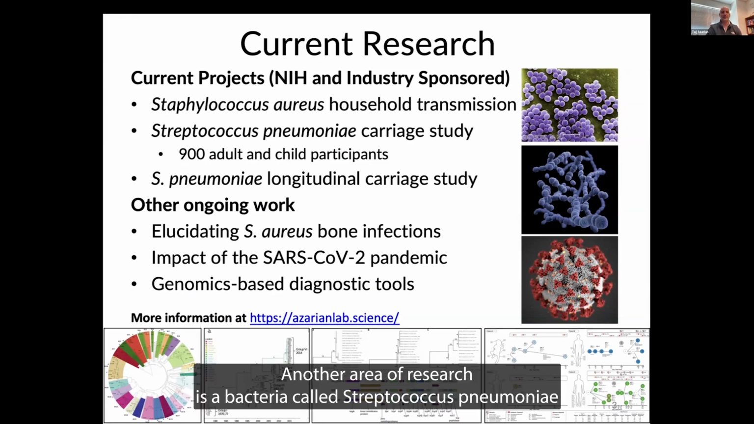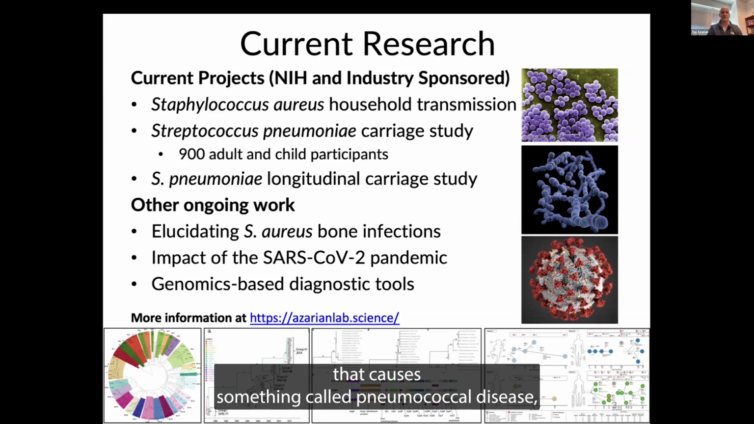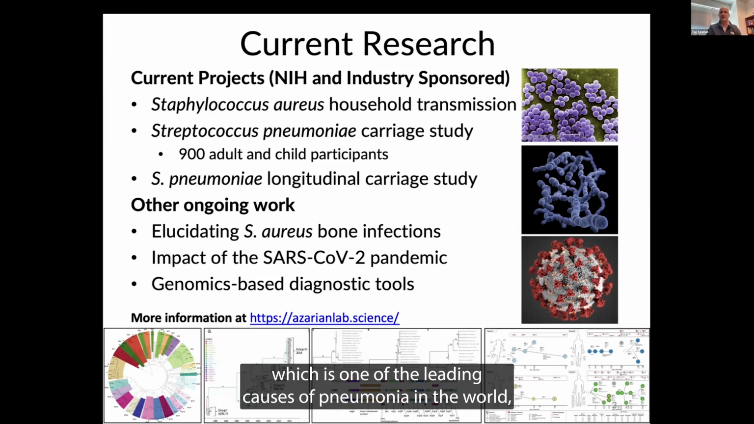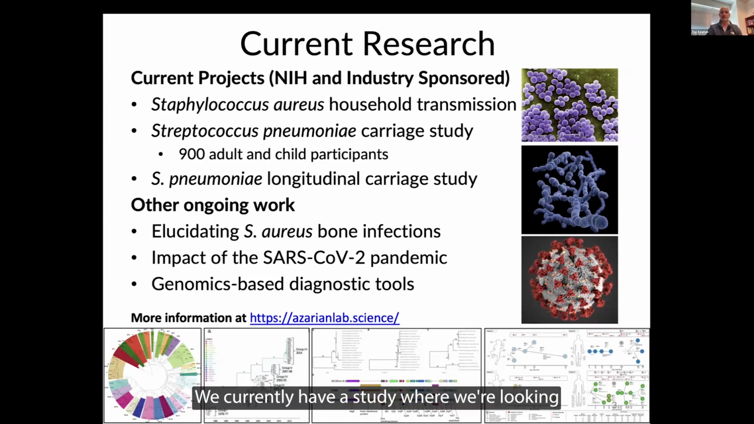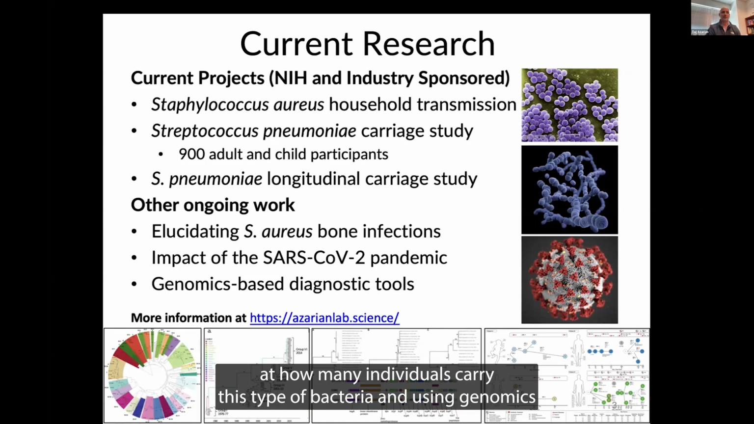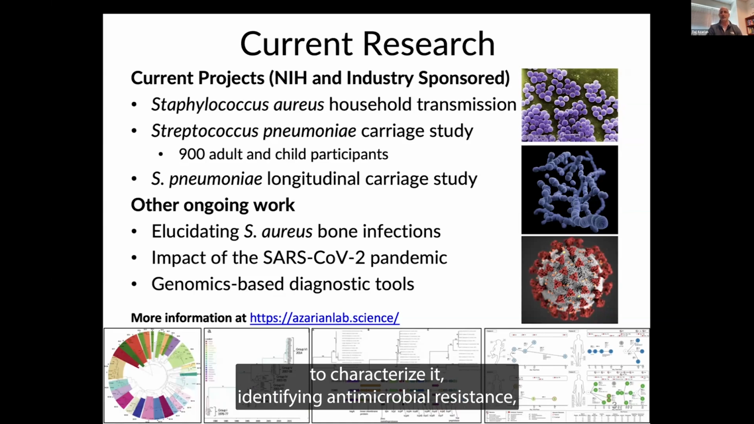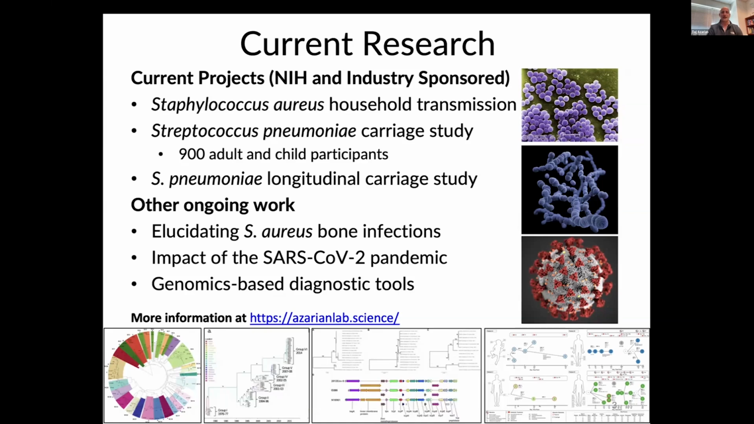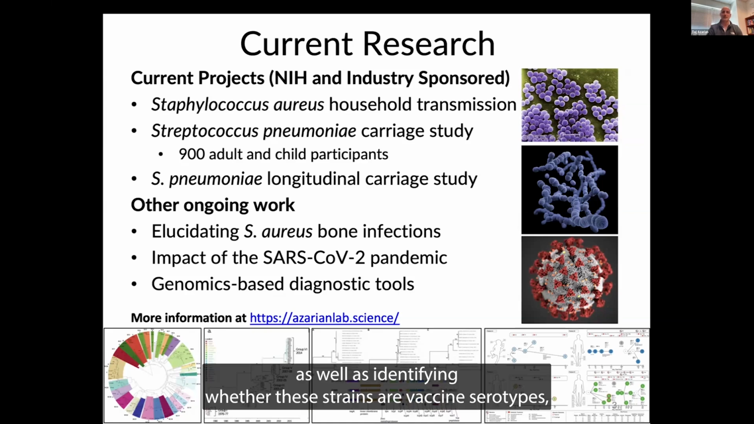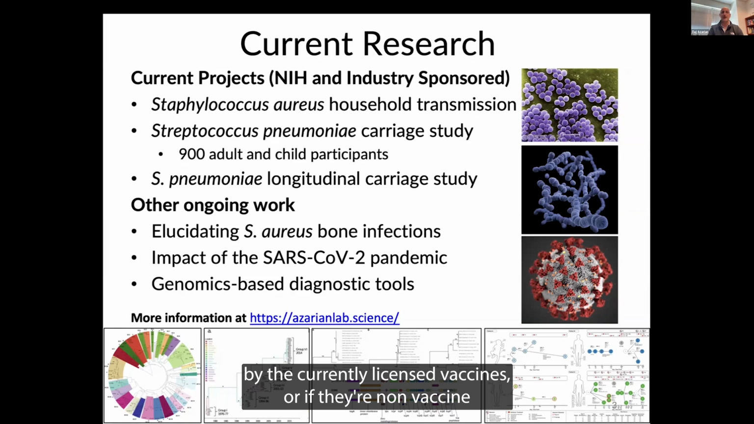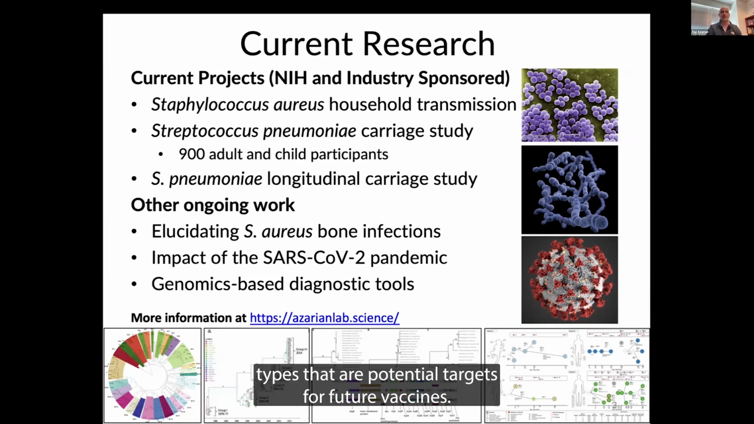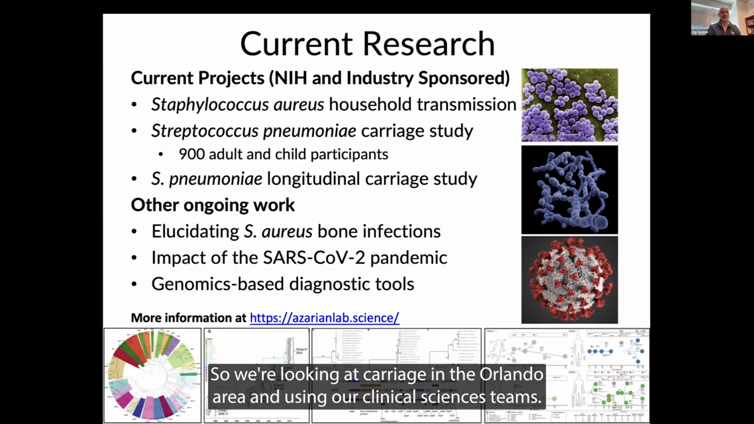Another area of research is a bacteria called Streptococcus pneumoniae. It causes something called pneumococcal disease, which is one of the leading causes of pneumonia in the world, as well as a cause of meningitis and blood infection, as well as infections in kids. We currently have a study where we're looking at how many individuals carry this type of bacteria and using genomics to characterize it, identifying antimicrobial resistance, as well as identifying whether these strains are vaccine serotypes, which means that they are able to be controlled by the currently licensed vaccines, or if they're non-vaccine types that are potential targets for future vaccines. So we're looking at carriage in the Orlando area using our clinical sciences teams.